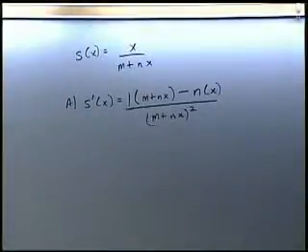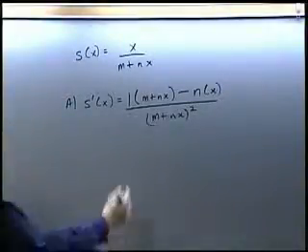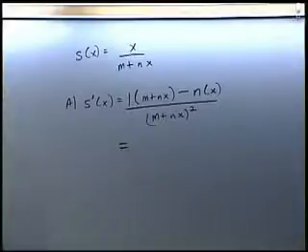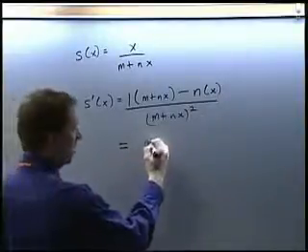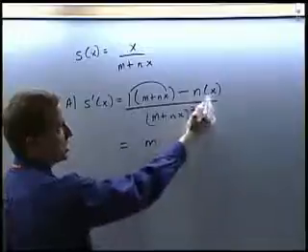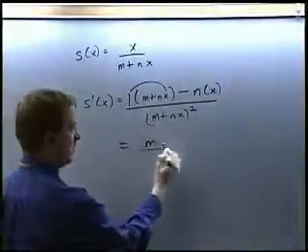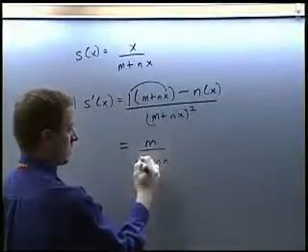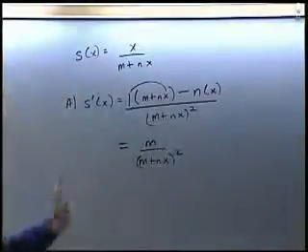Now I try to go through and clean up the numerator. And what do we end up with when we clean up the numerator? Just an m, because this nx and this negative nx canceled off. So here is our s prime of x. Here's our derivative function.